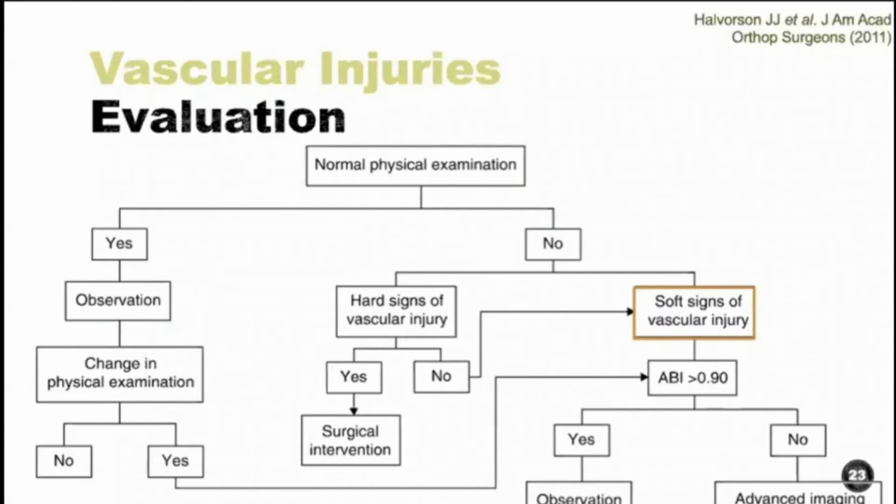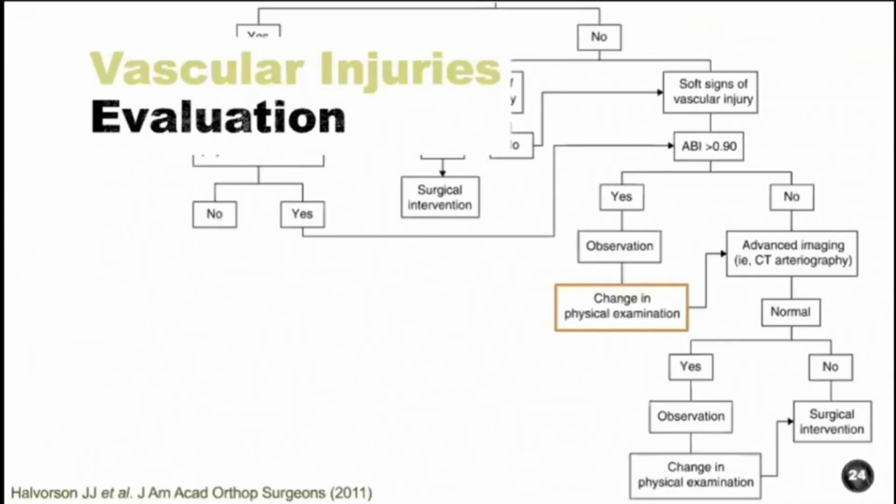So patients who have either a change in physical exam or soft signs of vascular injury, we'll go on and measure the ABIs. Suspicion for vascular injury, change in exam, they're going to measure the ABI. If it is less than 0.9, that's going to trigger additional imaging, like a CT angiography or intraoperative angiography in the vascular suite. So that's where they need additional workup.